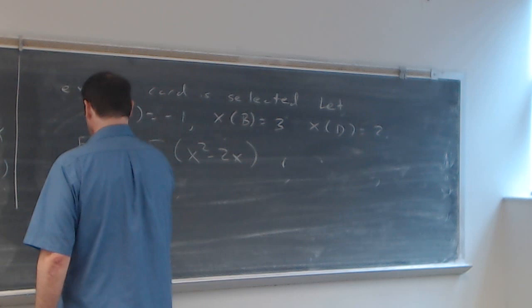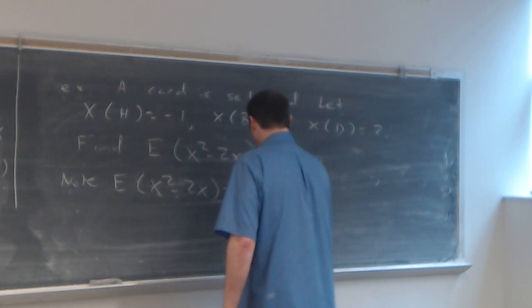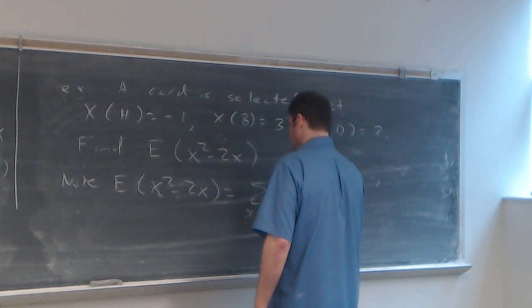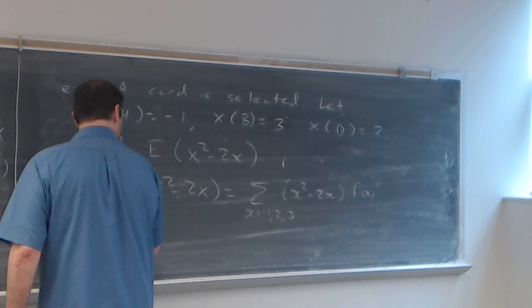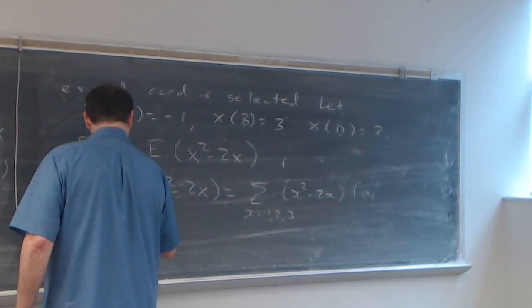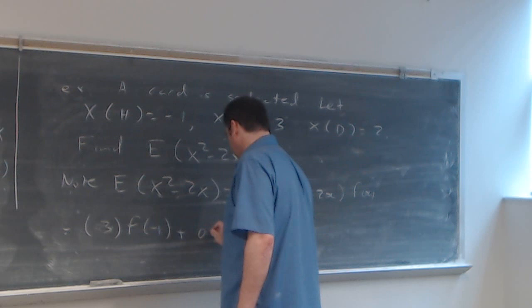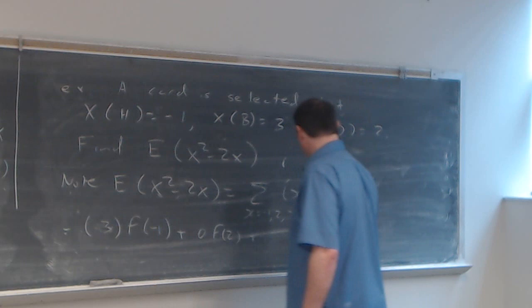And so here, the expected value of x squared minus 2x is going to be the sum over the x values, -1, 2, 3, of the quantity g of x, which is x squared minus 2x, times f of x, which was the PMF. And so here, I'm going to get -1 squared, that's 1, minus 2 times -1, that's going to be 2. So I get 3 times f of -1, plus, here when I stick in a 2, I get 4 minus 4, that's 0, times f of 2. And then finally we have 9 minus 6, so that's 3, times f of 3.